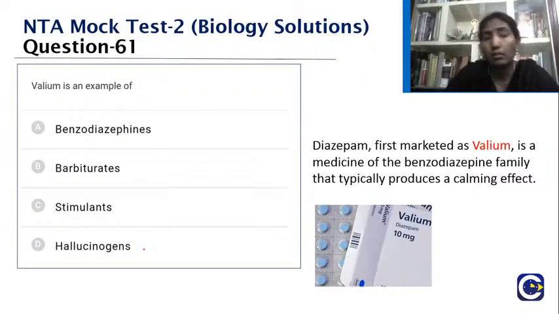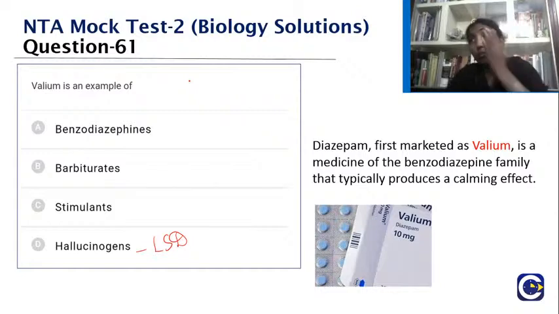Barbiturates are something different. Hallucinogens, we know LSD and others bring about a hallucination effect. Barbiturates are quite the opposite, they have more of a depressing effect. Stimulants like amphetamine, which I told you, have a direct effect, but benzodiazepines typically put in a calming effect. So Valium is a very good example of benzodiazepines. We say Diazepam is the drug of choice that we give. It's a drug that medical practitioners don't usually sell without a prescription.